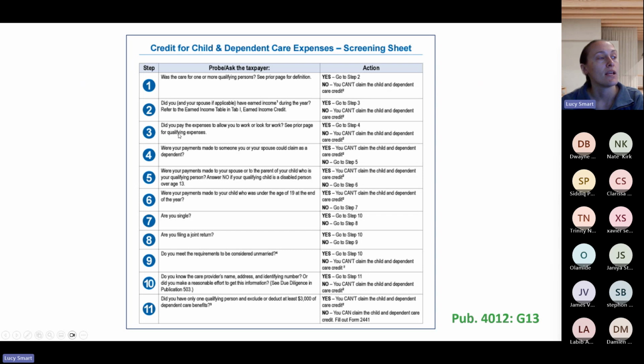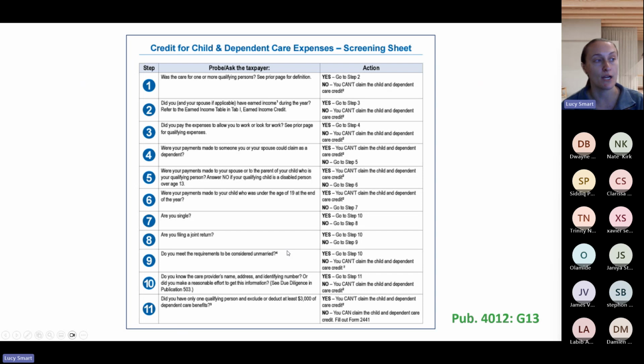Yes, go to step 3. Did you pay the expenses to allow you to work or look for work? Yes, go to step 4. Were your payments made to someone you or your spouse could claim as a dependent? You have to say no in order to be eligible. Were the payments made to your spouse or to the parent of your child who is your qualifying person? We have to say no to keep being eligible. Were the payments made to your child who was under the age of 19 at the end of the year? No, go to step 7. Are you single? We could either say yes or no, and then it just takes us through next questions like filing a joint return and being considered unmarried.